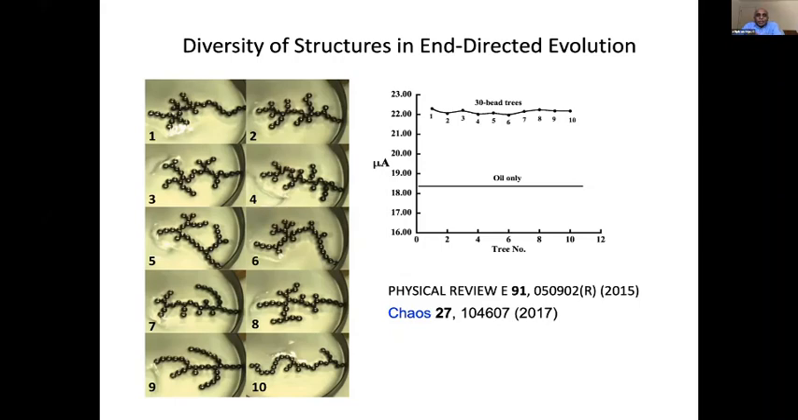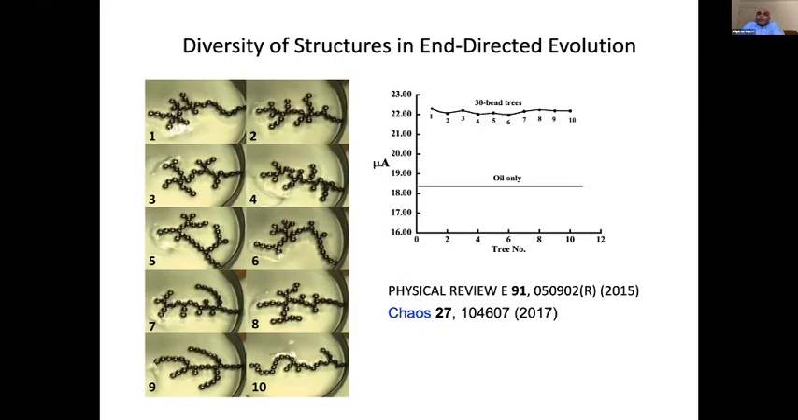So one concept that comes out of this study is that if you call the function as getting maximum current possible within that environment, there's a lot of variability in the structure that arrives at the same function. This you can see in organisms too. There's different variability of structure, but they're accomplishing the same thing.